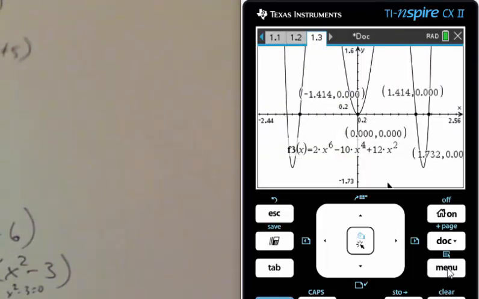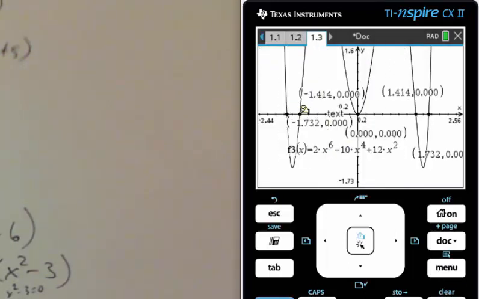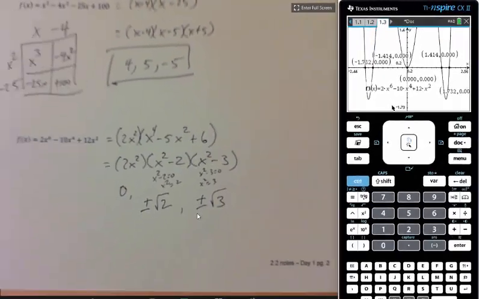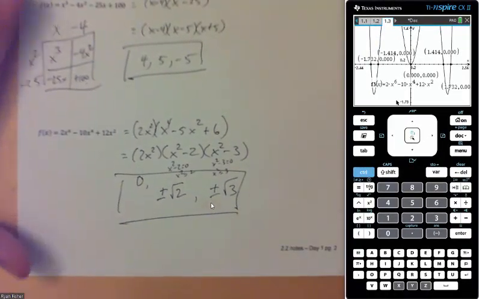Negative square root of 2 and negative square root of 3. So those are our 5 distinct roots, and we verified them graphically on our calculator.